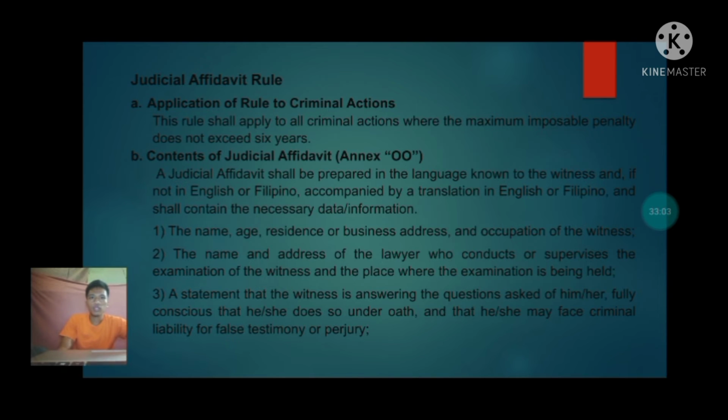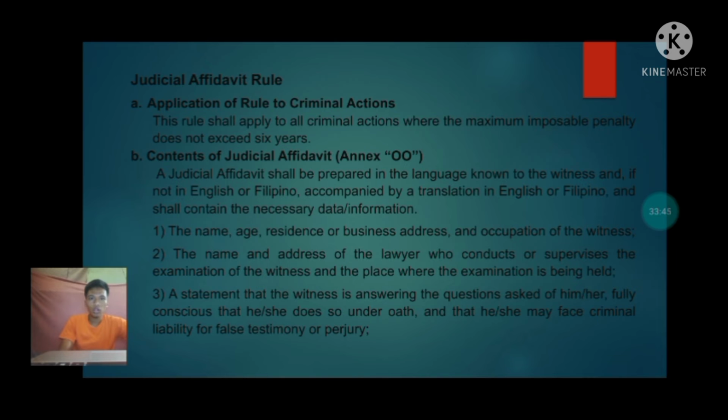Next topic is the Judicial Affidavit Rule. This rule shall apply to all actions, proceedings, and incidents requiring the reception of evidence before the court in place of the direct testimonies of witnesses in order to reduce the time needed for completing their testimonies. A. Application of the rule to criminal actions. This rule shall apply to all criminal actions wherein the maximum imposable penalty does not exceed six years.